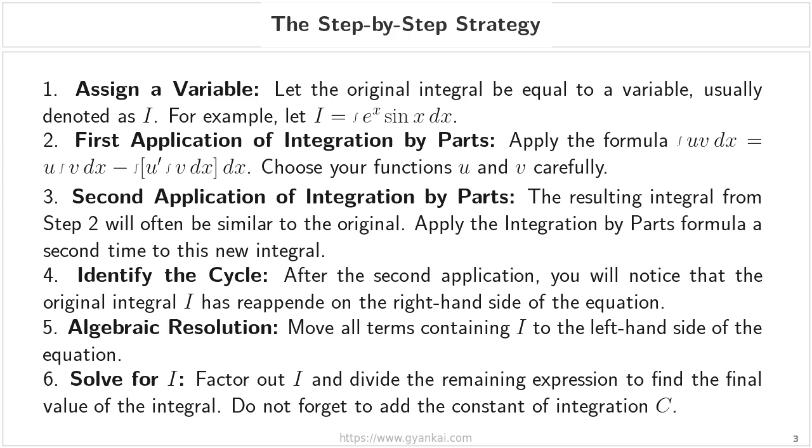Step 6. Solve for I. Finally, we solve for I algebraically. This usually involves factoring out I from the left-hand side and then dividing both sides of the equation by the number of times I appears as a factor. This will give us the value of the integral. And very importantly, don't forget to add the constant of integration, c, since we're dealing with an indefinite integral.